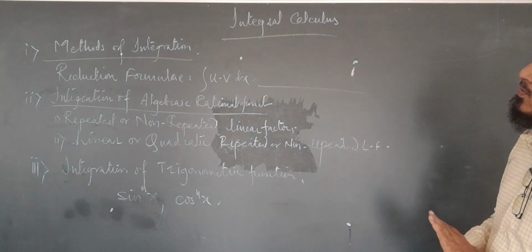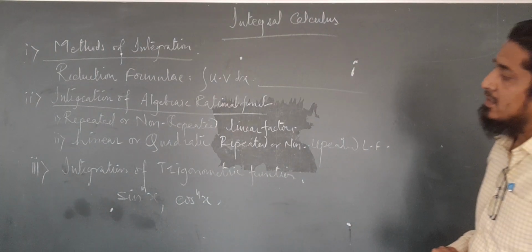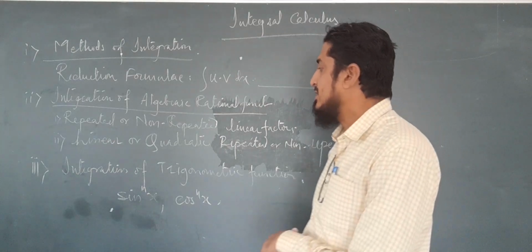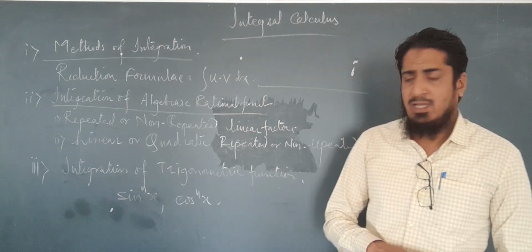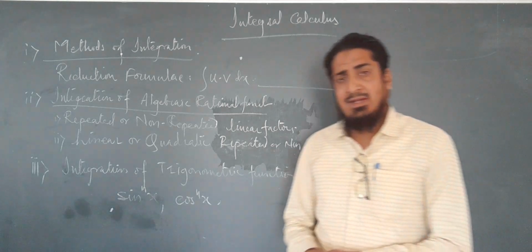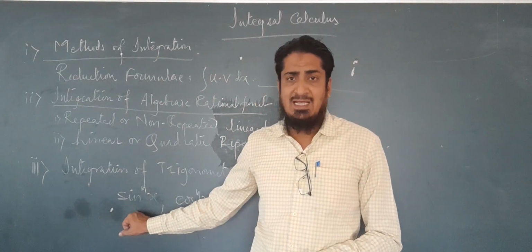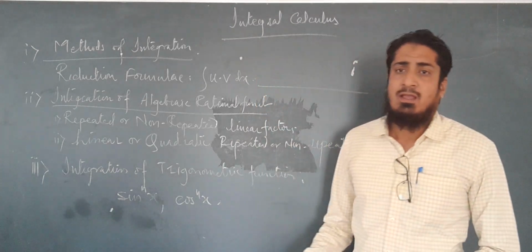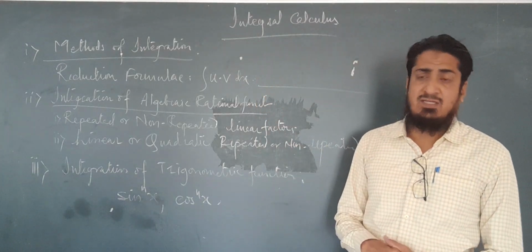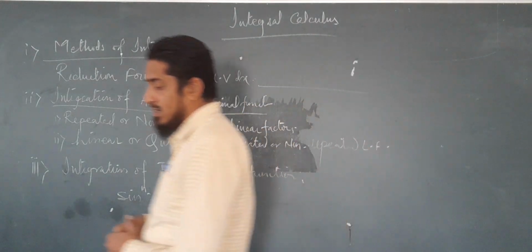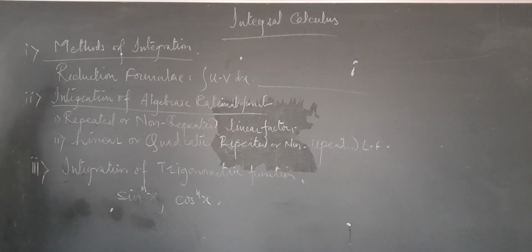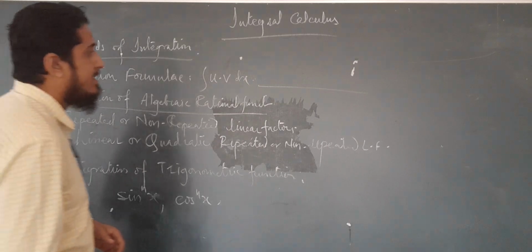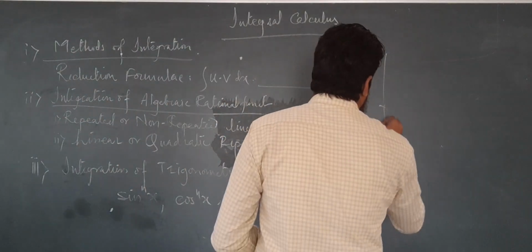We have the third chapter, integration of trigonometric function, in which we are going to study the integration of trigonometric functions which have power n, and we will see the reduction formula for such types of trigonometric functions. After that, we will see definite integral as the limit of a sum. Number 4.